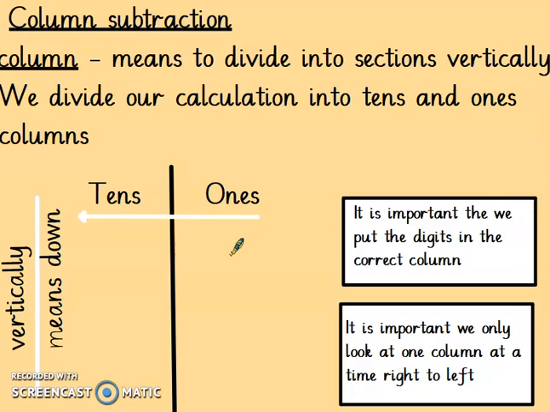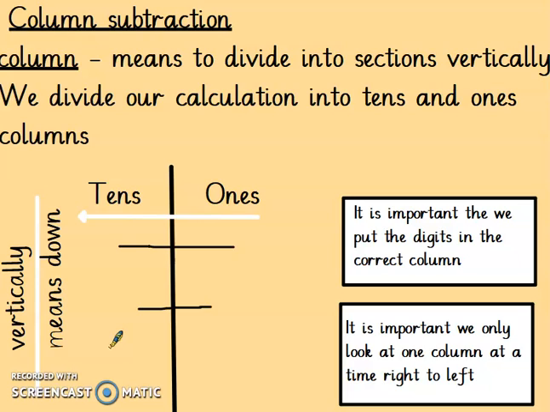So we're dividing our calculation vertically. We're putting the ones in the ones column and the tens in the tens column. And we write our numbers downwards like a list. So our first number goes at the top and then our second number goes underneath. But it needs to be lined up in the ones and the tens column.